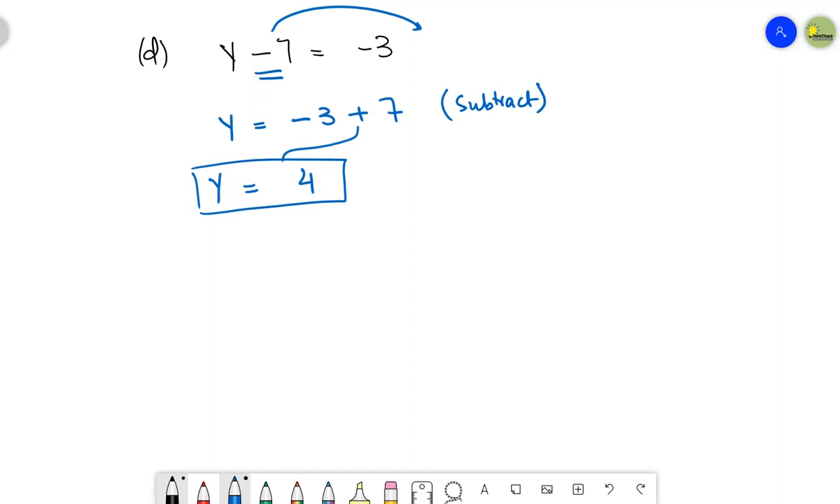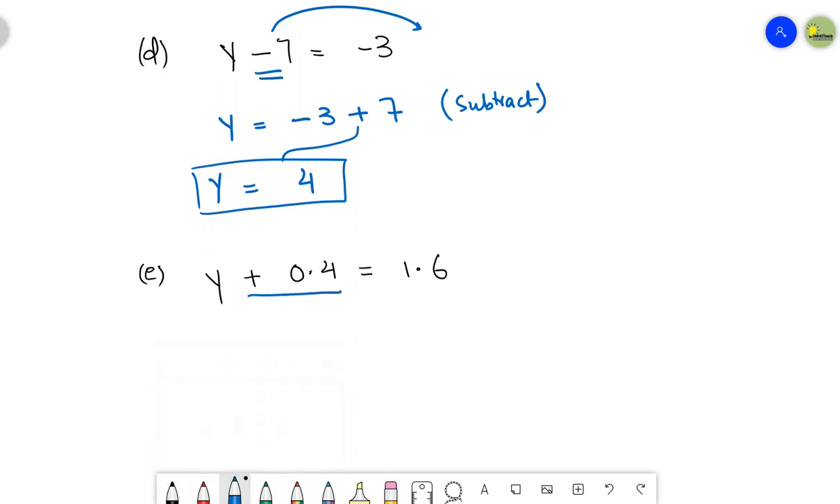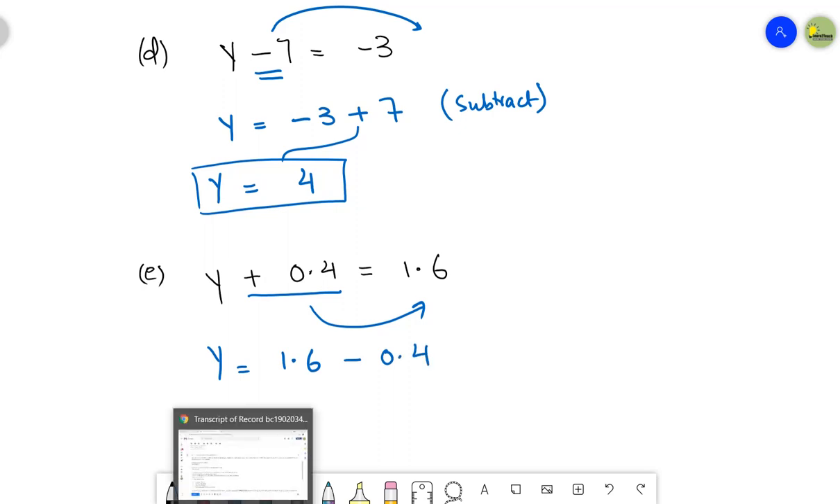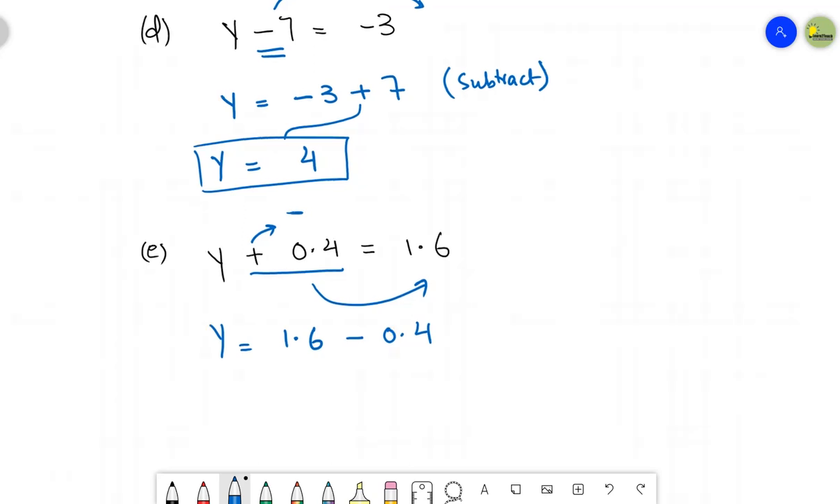Now let's do another part, that is part E. In part E, I have y plus 0.4 equals 1.6. Now I have decimal numbers and I need to solve it. The same thing, you have to shift this term to the other side in order to calculate the value of y. So y equals 1.6 minus 0.4. Why? Because there is a plus sign. When I shift it to the other side, this plus will change into minus.